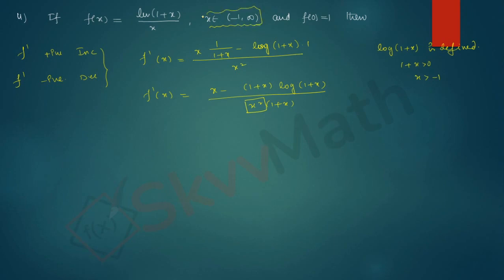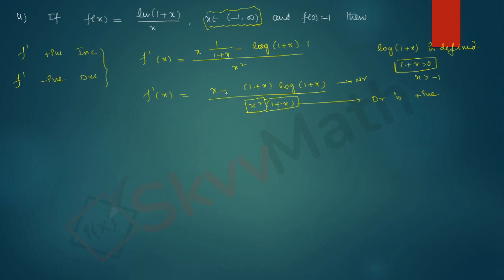Why is it mentioned in the problem? Because log of 1 plus x should be defined, meaning x should be more than -1. So if x is more than -1, what is the meaning of that? 1 plus x is positive. So it is clear that the denominator is positive here, in f dash x. Now the problem is with the numerator. Is the numerator positive or negative? That we have to decide.